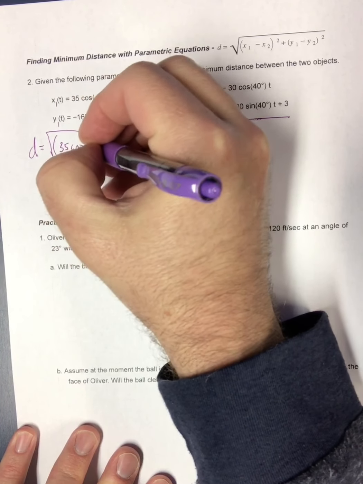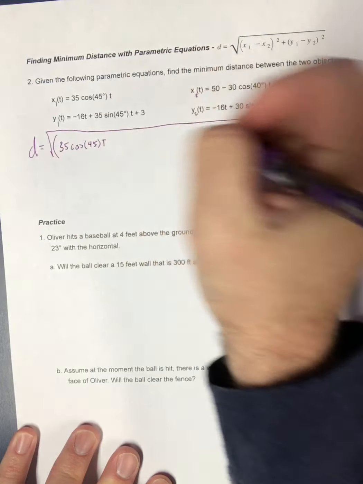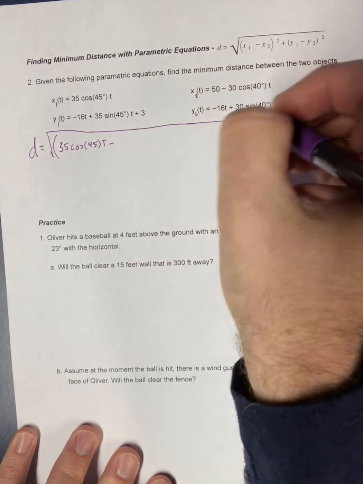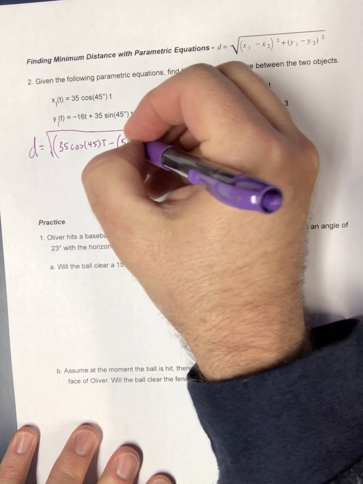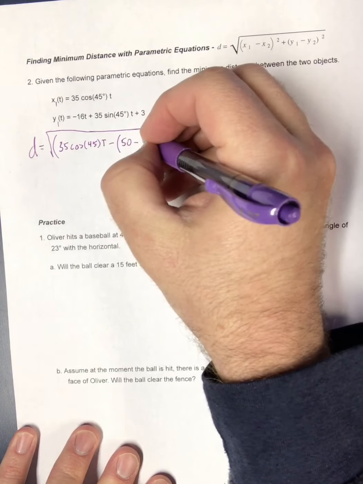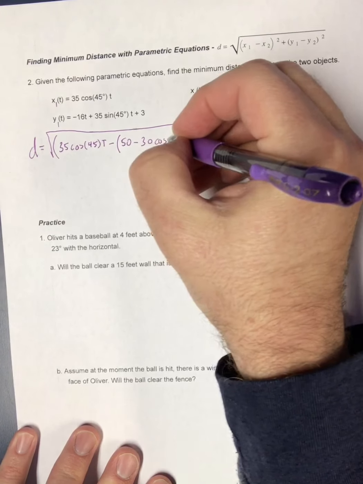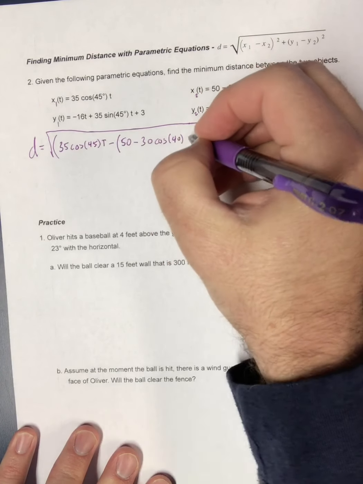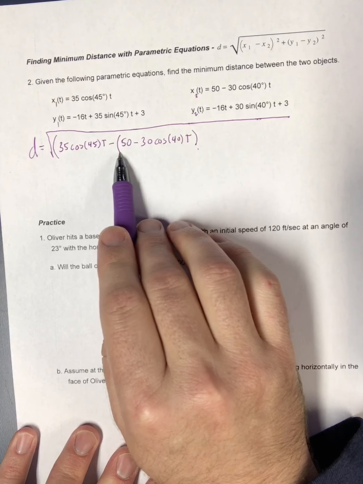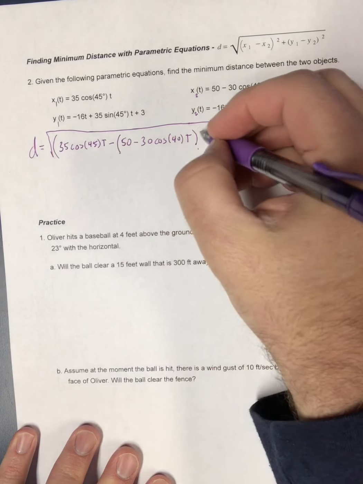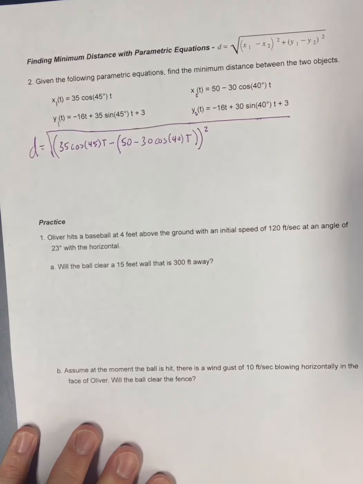35 cosine 45t minus 50 minus 30 cosine 40t, close parentheses. This parenthesis closes that one. Now we need one more parenthesis to close the bigger one and square it.